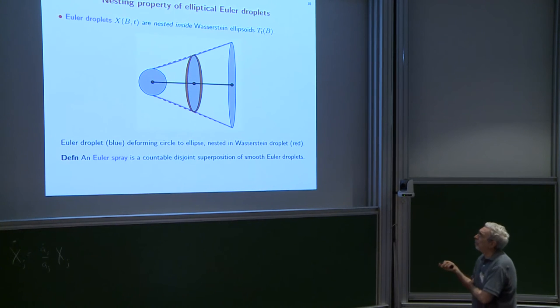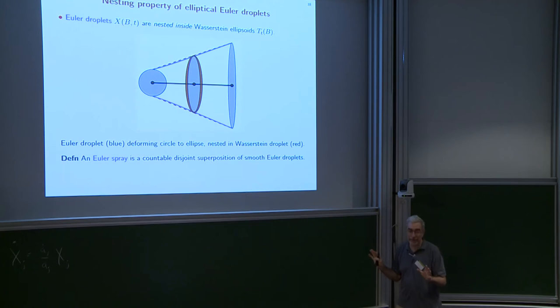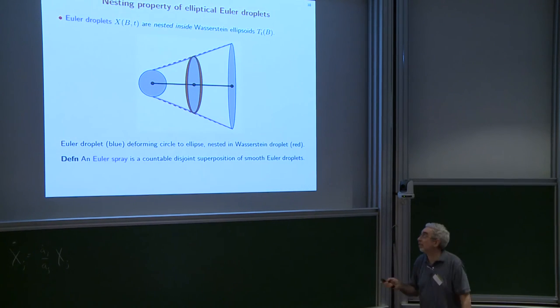So now I can say what an Euler spray is. It's some kind of countable disjoint superposition of droplets like this. So I'm going to have an infinite number of them. And we're going to build some interesting solutions out of that.